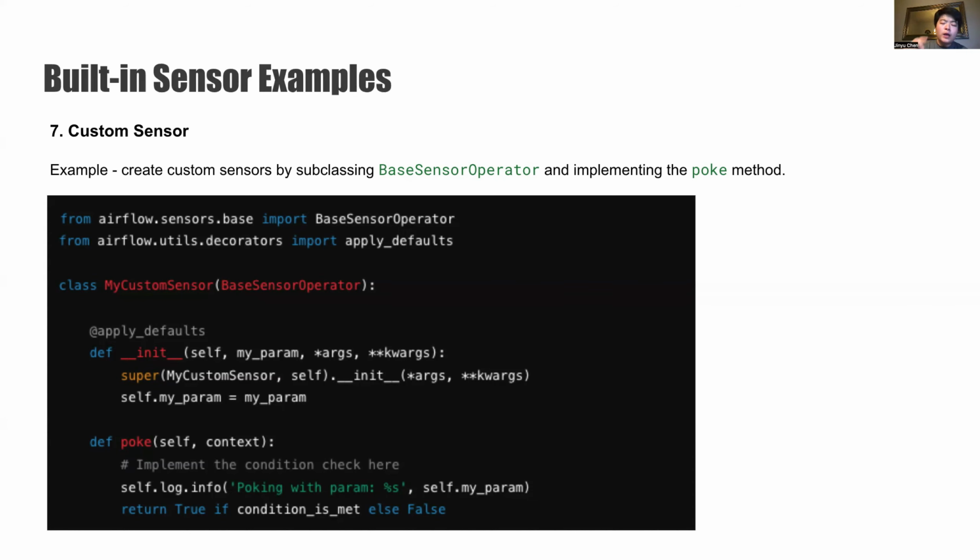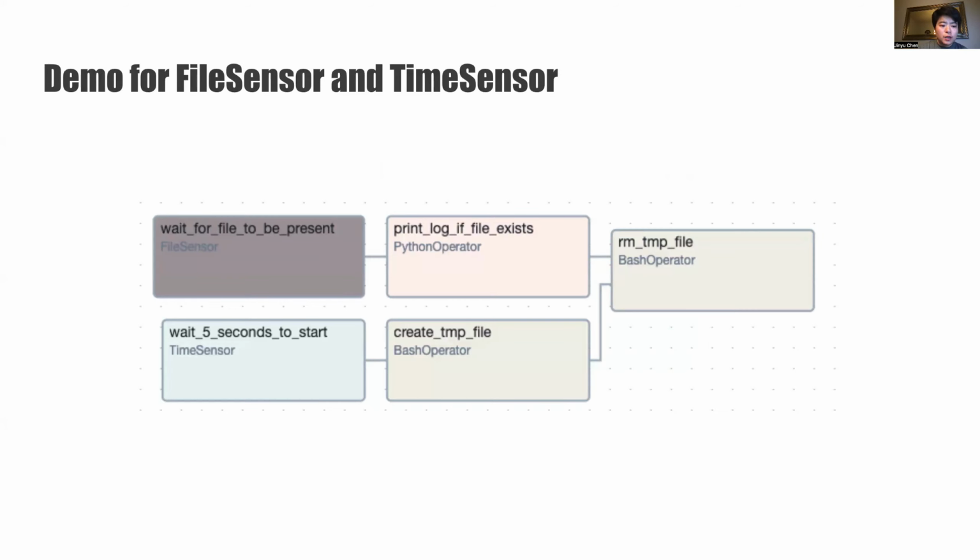Okay, all right. Next, I want to give you a very simple demo for the file sensor and the time sensor. I have the time sensor here. The time sensor is going to be triggered after 5 seconds, and then we leverage a bash operator to create a file. In the meanwhile, we have the file sensor here.